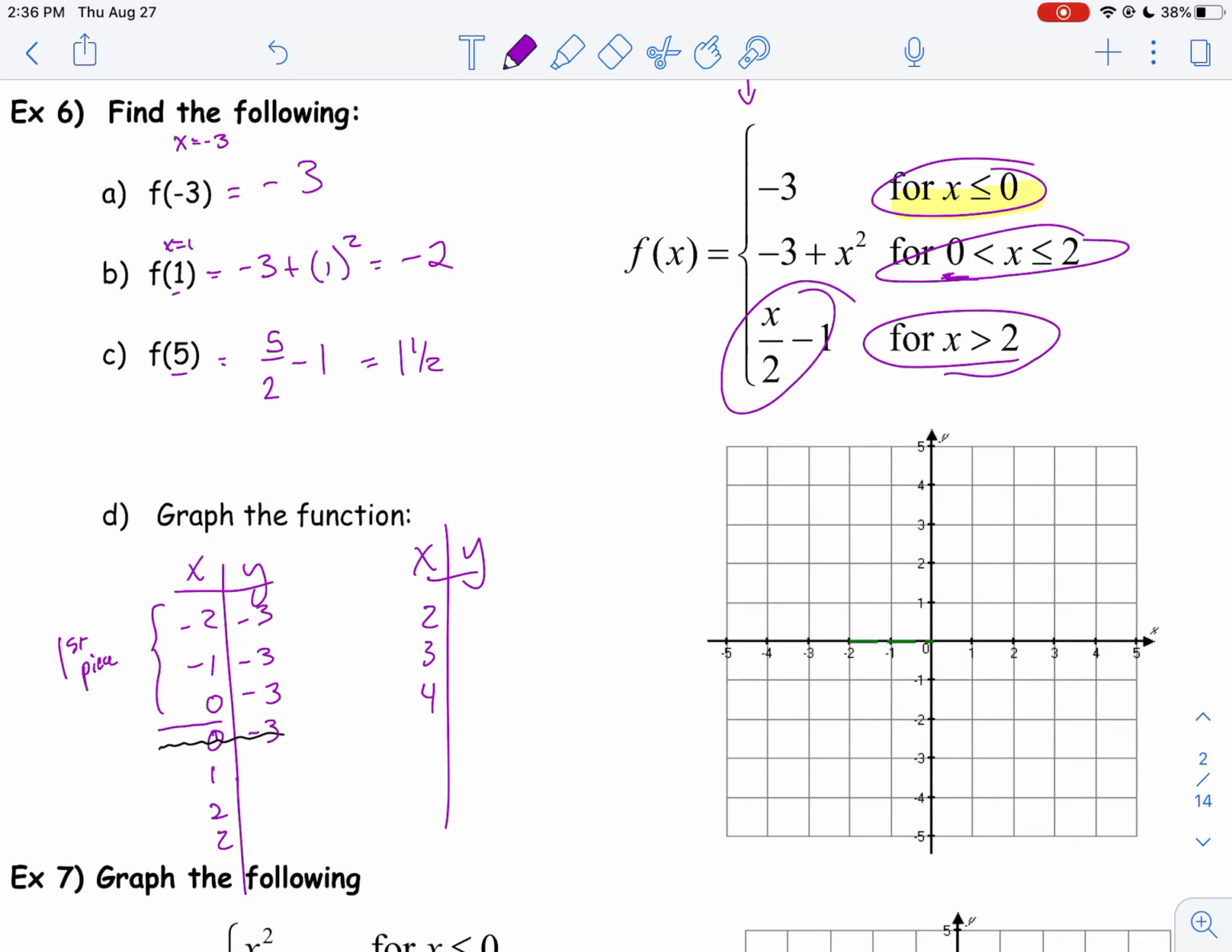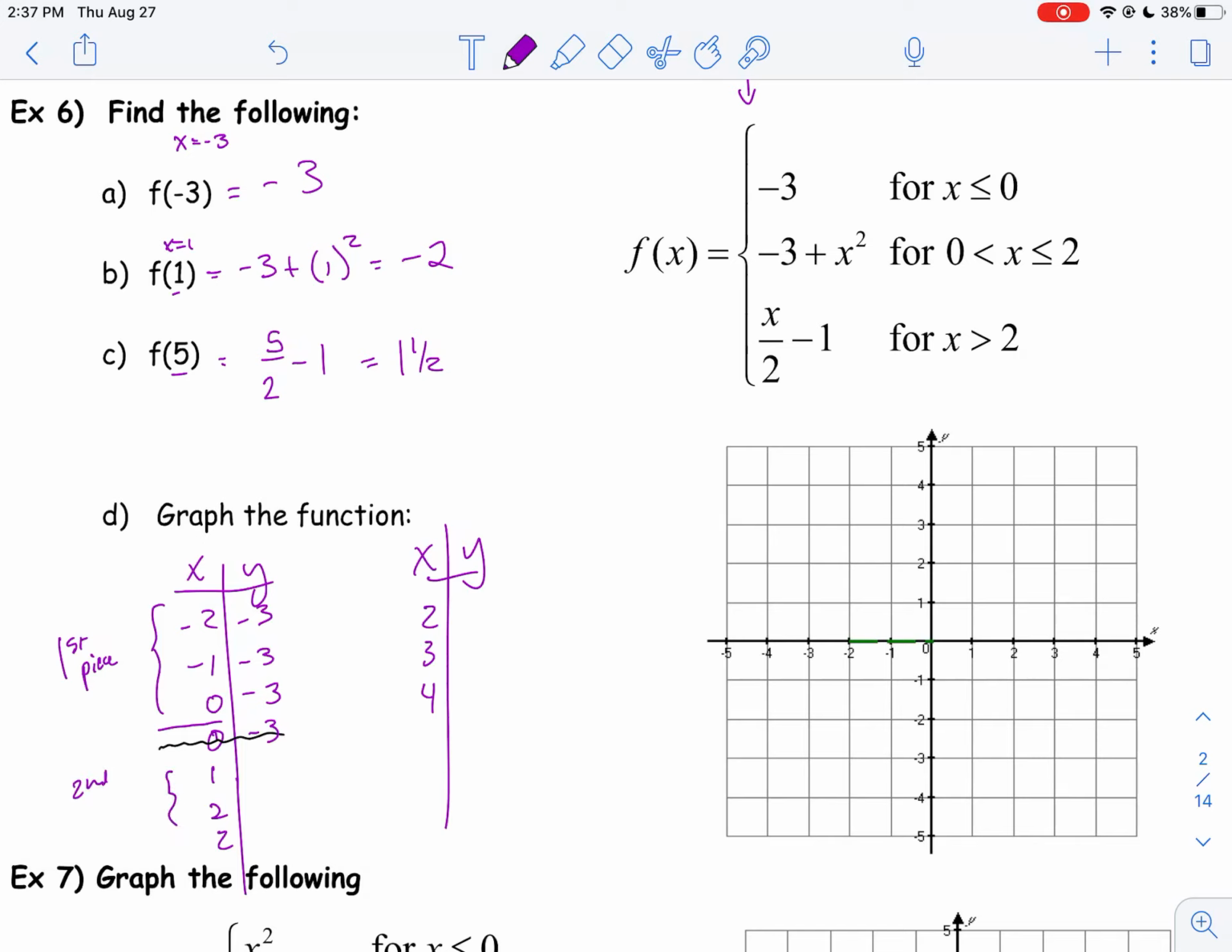I can then plug in 1 and 2 to the second piece. Oh, sorry, this is getting kind of messy. So plug in to the second piece here. So 1 squared is 1 plus negative 3 is negative 2. Plug in 2. 2 squared is 4 plus negative 3 is 1.